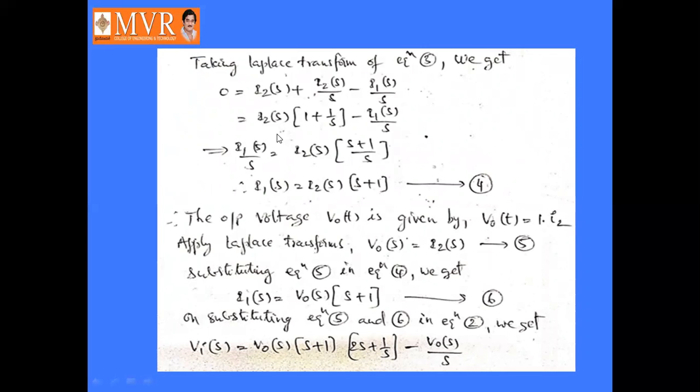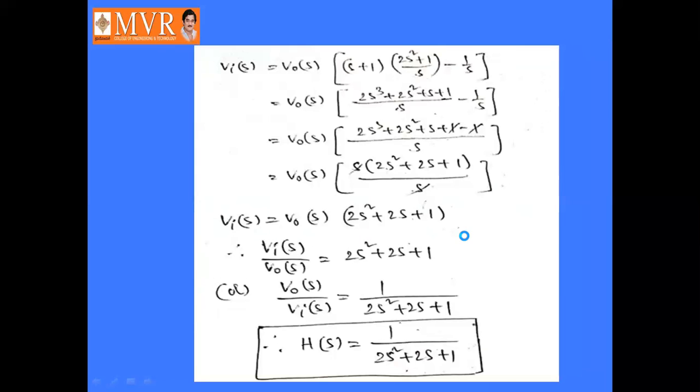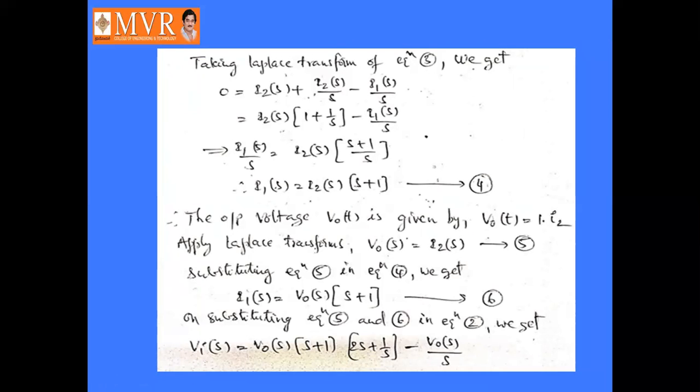Taking I2 of S as common, I1 of S by S is equal to I2 of S into S plus 1 by S. So I1 of S equal to I2 of S into S plus 1, that is equation number 4. Therefore, the output voltage V0 of t equals 1 into I2, where the resistance value R equals 1. Applying Laplace transform, V0 of S equals I2 of S. That is equation number 5.